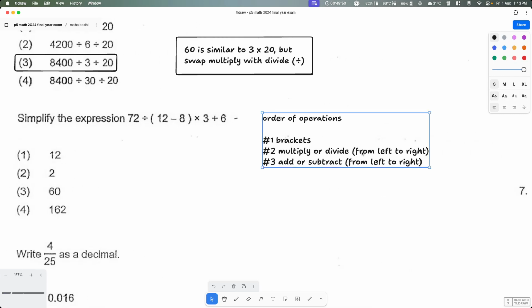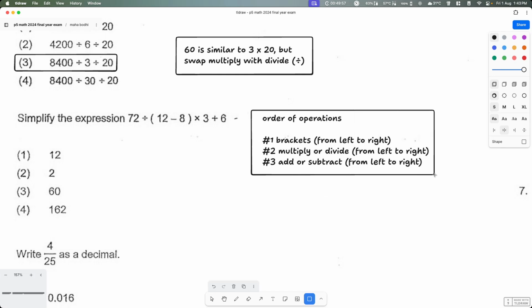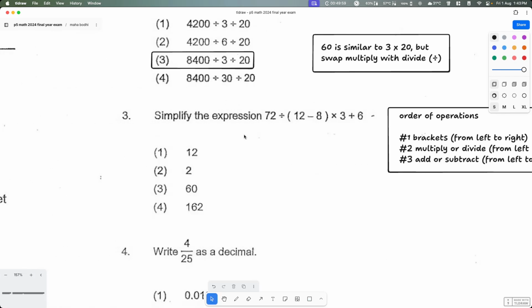Brackets are also the same, from left to right. If you have two brackets, then same. Order of operations, right? So in this case, we do the brackets first. Let me highlight this 12 minus 8. So 72, and then you divide by 12 minus 8, which is 4. Then times 3 plus 6.